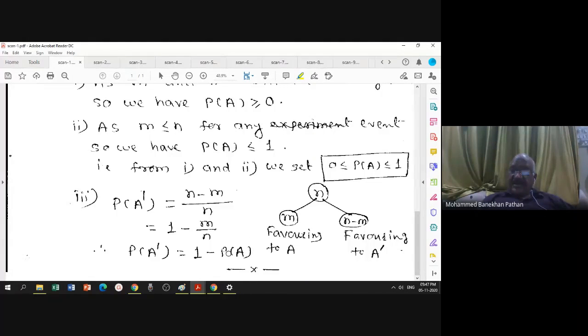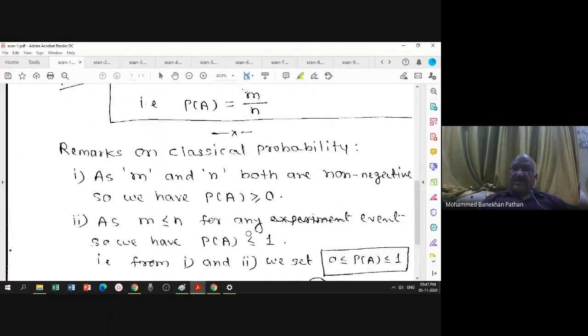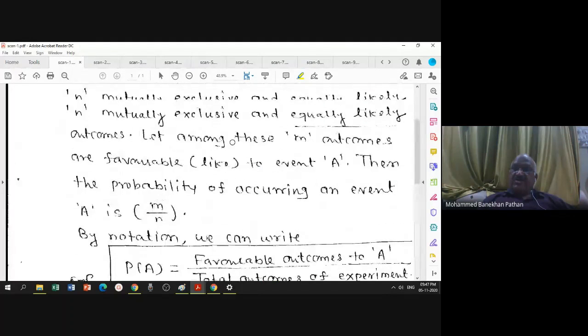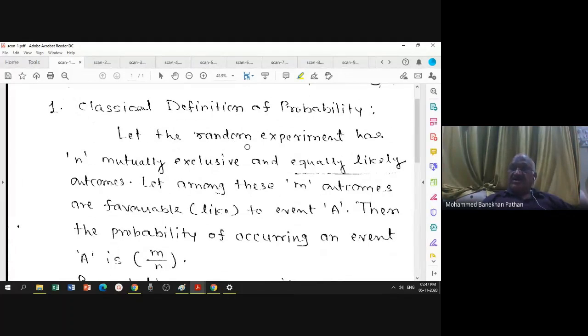If I take this minus P of A to the left side, you get one result. The result is probability of A plus probability of complement is always 1. That you have to remember. So this is nothing but the classical definition of probability with corresponding remarks. Remarks are very important to solve multiple choice questions.